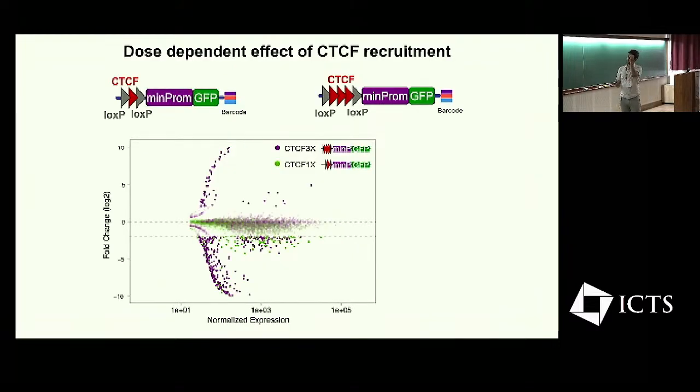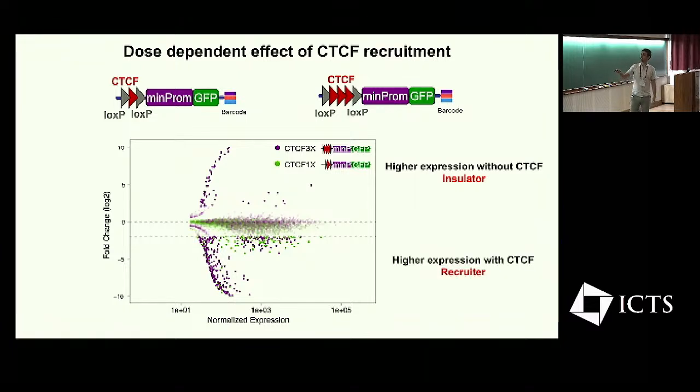Does this work? Yeah, it works pretty well. So each circle over here is one integration where we know where it integrated. We know how much the reporter is expressed when CTCF is present versus when the CTCF is gone. We also compared what happens when we use one CTCF motif in the cassette versus 3 CTCF motifs. You can see that we find regions where we have higher expression without CTCF, so CTCF is acting as an insulator in these cases, and areas where expression is higher when CTCF is still present rather than being deleted.